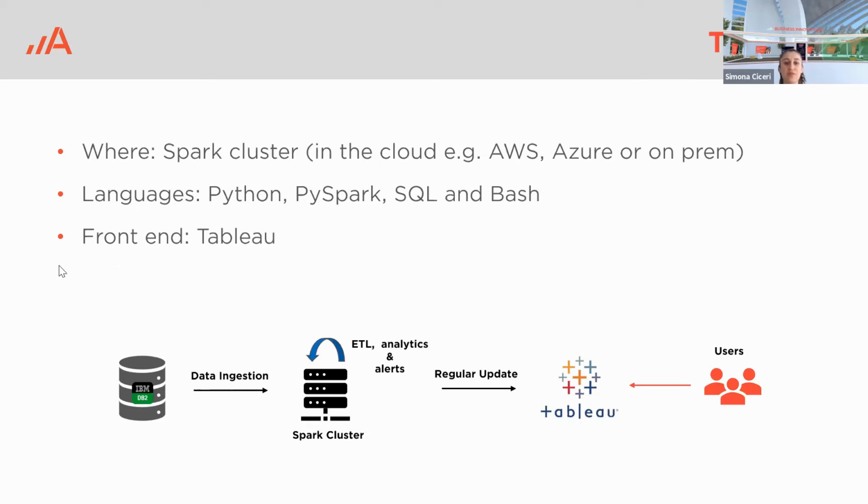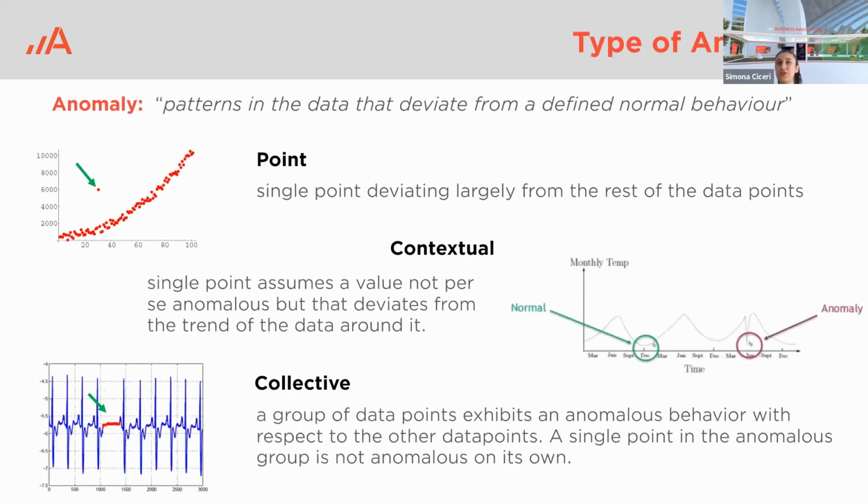Before proceeding with the rest of the talk, we would like to briefly remind you of the definition of anomaly. So an anomaly is a data point or group of data points that exhibit a pattern that deviates from the normal behavior. Anomalies can be classified in three main categories. The first type is the point anomaly.